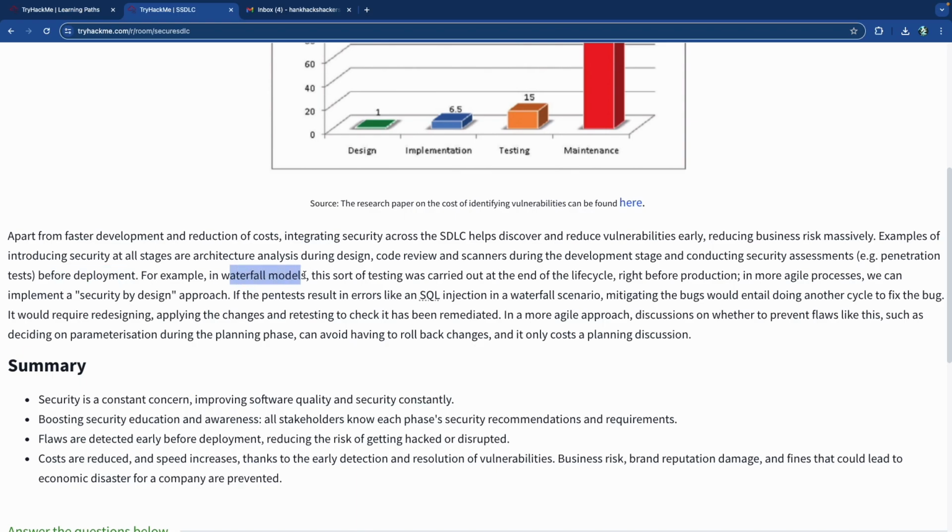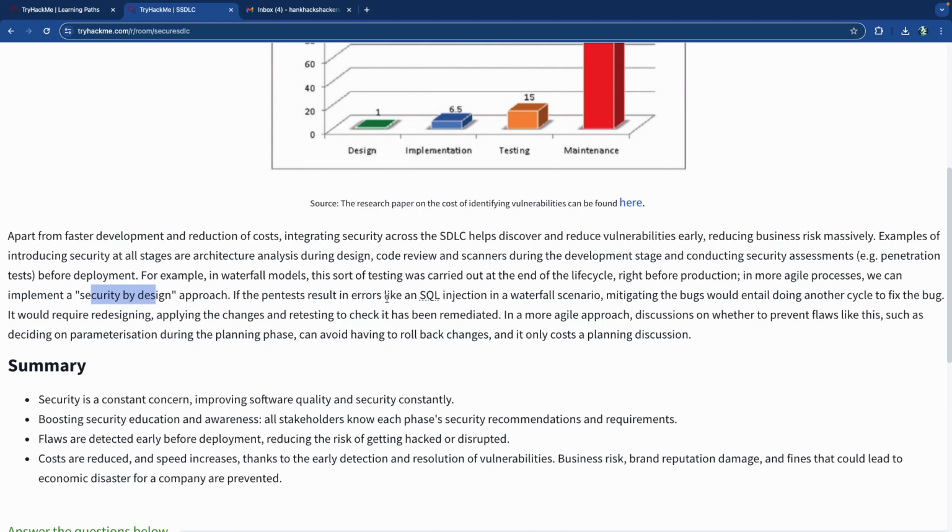So in a waterfall model, this type of testing is carried out at the end of the life cycle, right before production. And in an agile model, we can implement secure by design, meaning during the design phase, you can start implementing security principles.